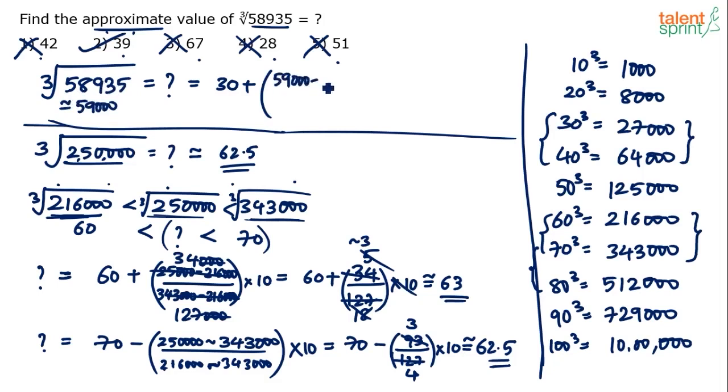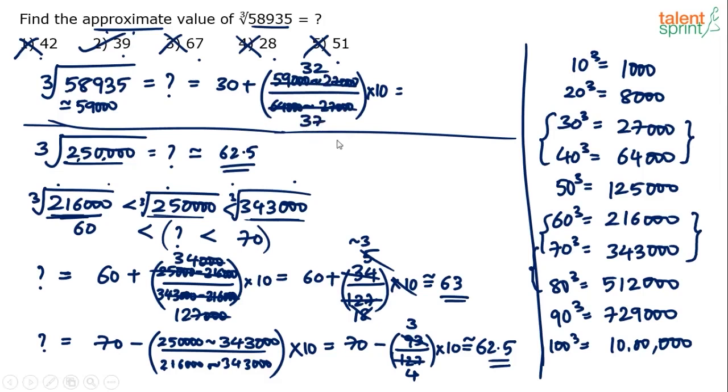59,000 minus whatever you have considered here, 27,000. I am repeating again, this is just the difference, so don't worry about the sign here. Divide by what comes in the denominator? The difference of these two values. The 30 to 40 range is what you have considered, so 64,000 minus 27,000, multiplied by 10. Simplify. So 59,000 minus 27,000 is 32,000, right? Zeros anyway get cancelled. 64,000 minus 27,000 is going to be 37,000. So 32 by 37.